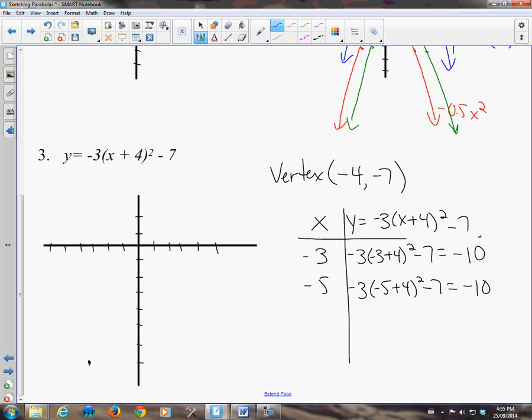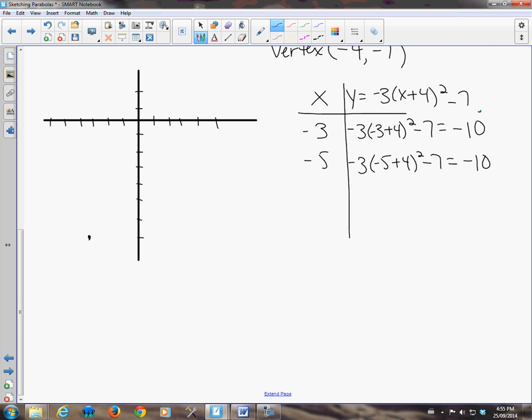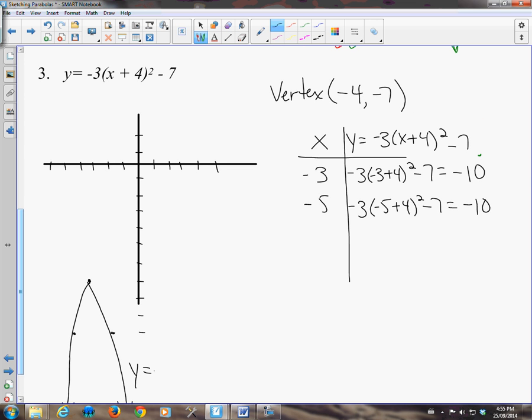So we would have, I have to extend my page, 8, 9, 10. There we go. And there's our graph. y equals -3(x plus 4) squared, -7.